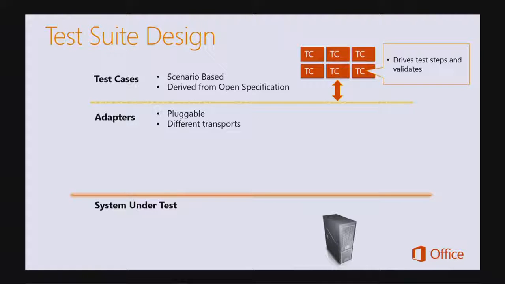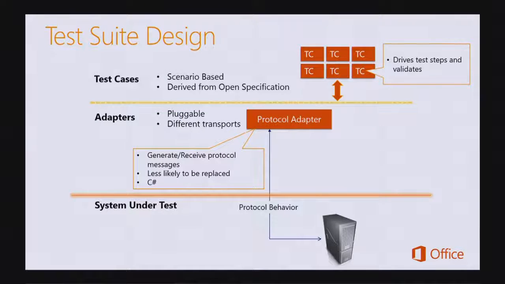We have two types of adapters. One is what we call protocol adapters. Basically, they're responsible for generating messages. So let's say RPC over HTTP is one type of protocol adapter. MAPI over HTTP might be another one, right?